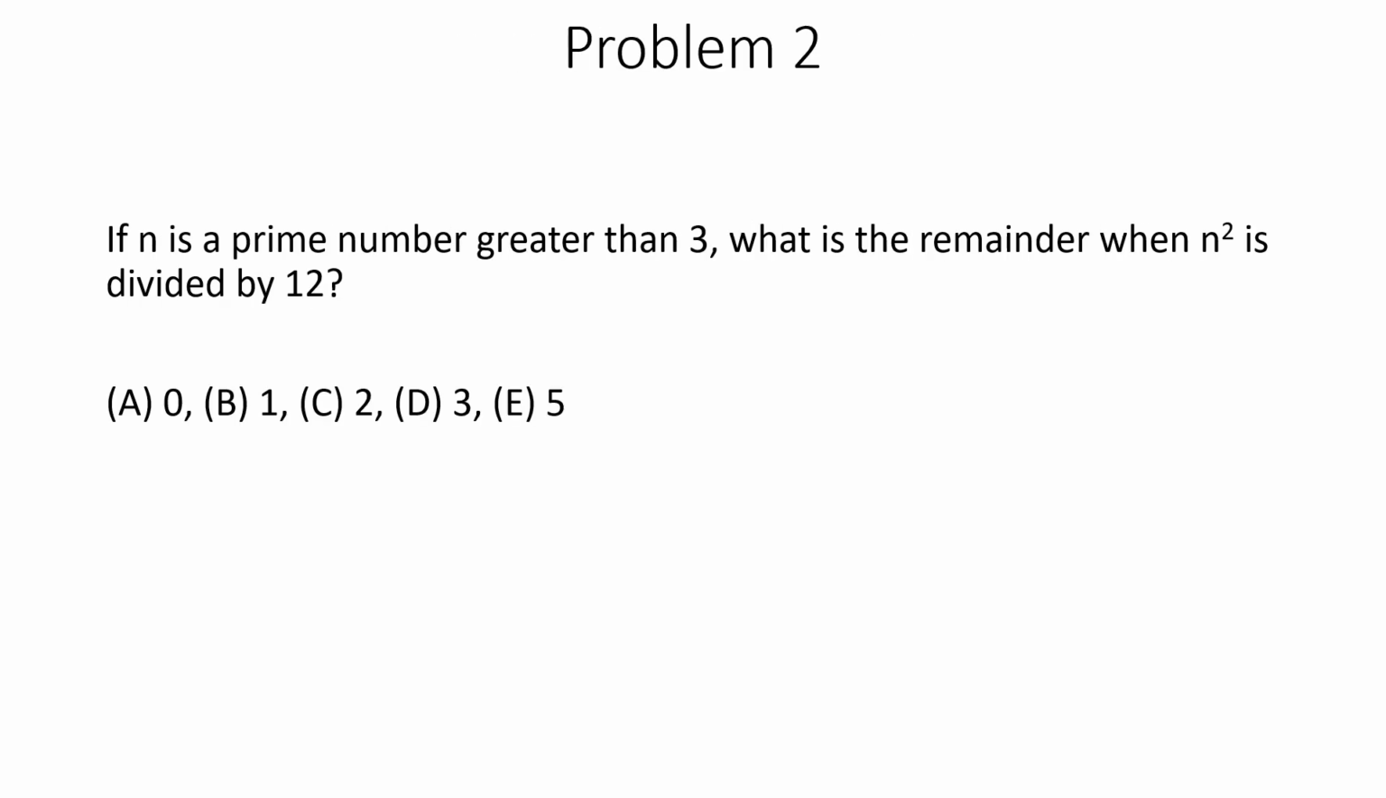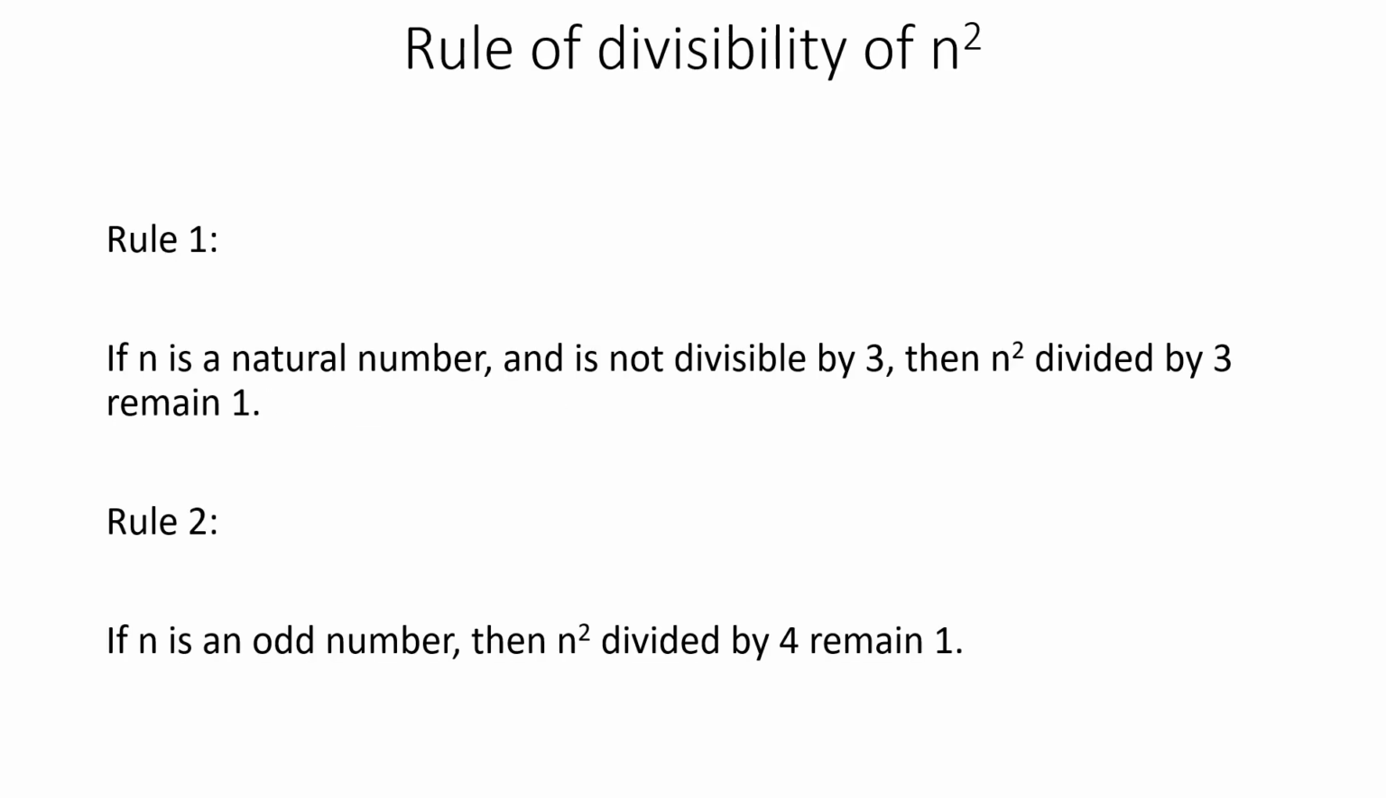Now for problem 2, if n is a prime number greater than 3, what is the remainder when n squared is divided by 12? Alright, so for this question, we're also going to have to use some rules. So rule number 1, if n is a natural number and it is not divisible by 3, then n squared divided by 3 gives us a remainder of 1. This applies to any number you can think of.